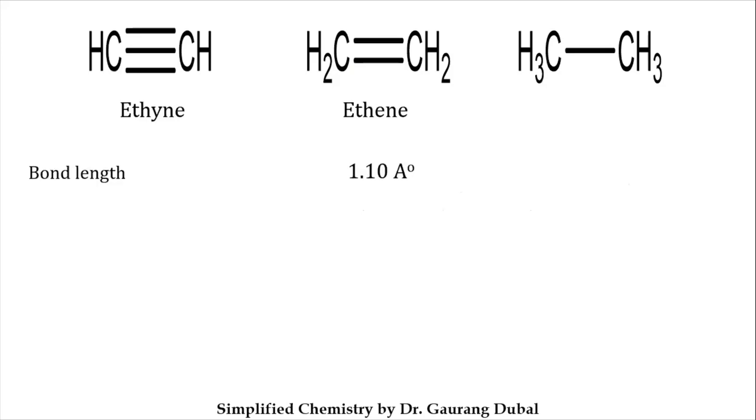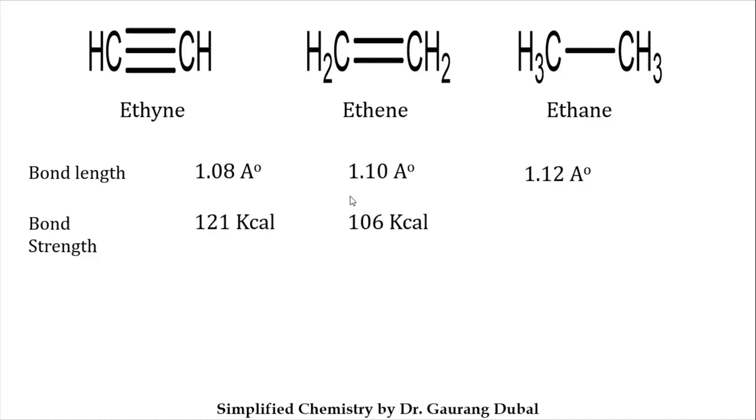Now bond length. If you have a double bond, a single bond, or a triple bond, definitely the bond length will change. If there is a single bond, a little bit more bond length will be available. If double bond, then the bond length will be a little bit lower. If you have a triple bond, then the bond length will be lower, meaning shorter. If the bond is strong, its length will be less. If the bond is a little weaker, your bond will be longer, right? So this is the basic concept.